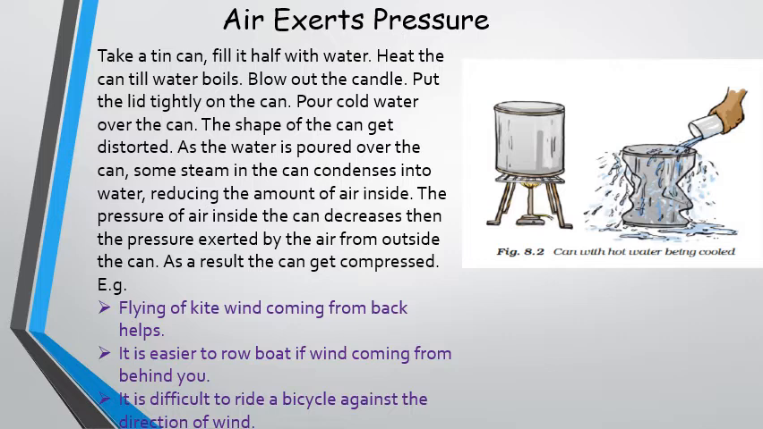Another example we can see is while flying a kite, wind coming from our back helps us. We all have experienced it. It is easier to row the boat in the direction of wind rather than in counter direction of the wind. And last example you might have experienced, it is difficult to ride a bicycle against the direction of the wind.